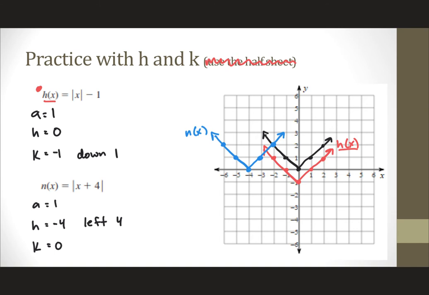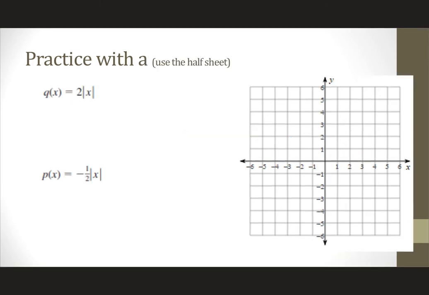Okay, so remember, h, left and right, it's backwards. Whatever it looks like, it is the opposite. K, nice and simple, nice and easy. It is what it looks like. If it's negative, it's going down. If it's positive, it's going up. All right, here we go.